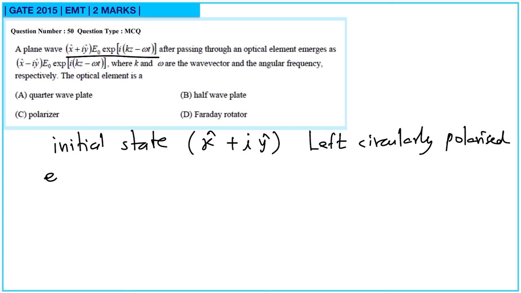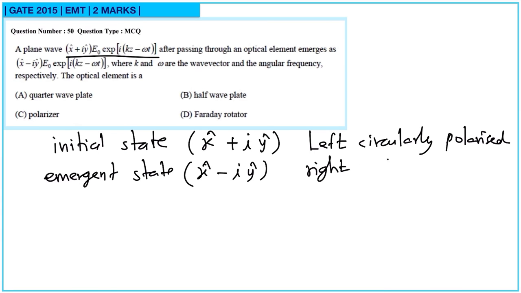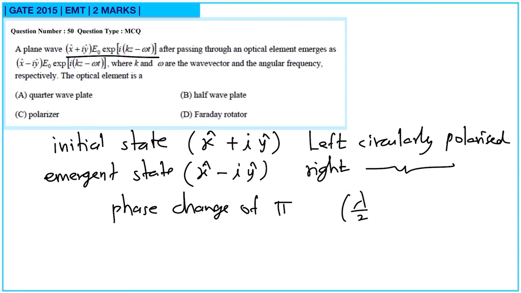And the final state or the emergent state is x cap minus i y cap. So here the x cap component is the same, but this is reversed. So this is right circularly polarized. Now this is plus 1 to minus 1. So this is a phase change of pi. And a phase change of pi means a corresponding path difference of lambda by 2. So that means it is a half wave plate. So option B is correct.